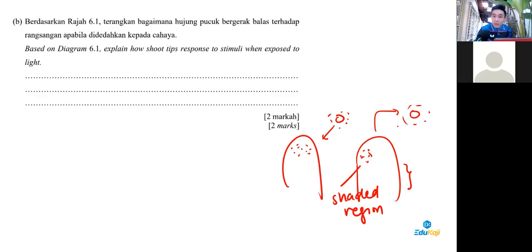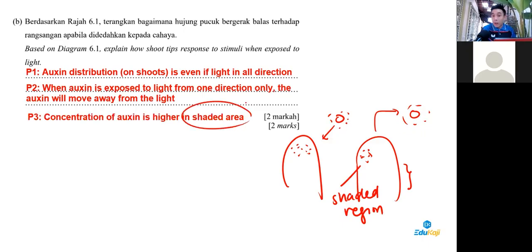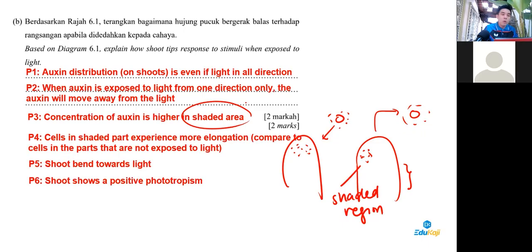So if it is evenly distributed, it will be evenly distributed when light is from all directions evenly. But if light is from one direction, as I just told you, they'll move away from sunlight. The shaded region will have more auxin, and there's more elongation at that part. So let's say here elongates more, here elongates less. That's why it bends towards the sunlight.